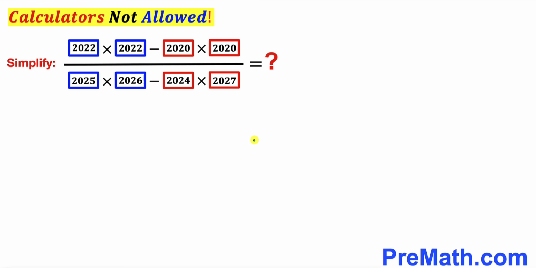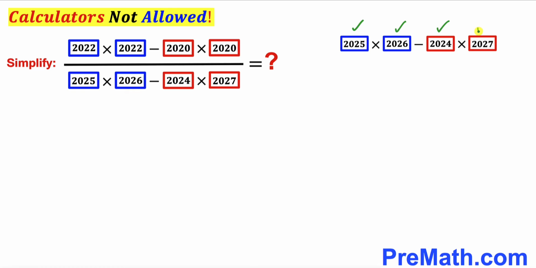And here's our very first step. We are going to focus on this denominator part first. And here I have copied down the denominator over here. We got 2025 times 2026 minus 2024 times 2027.